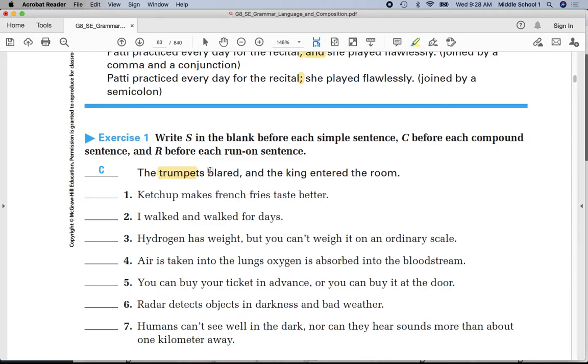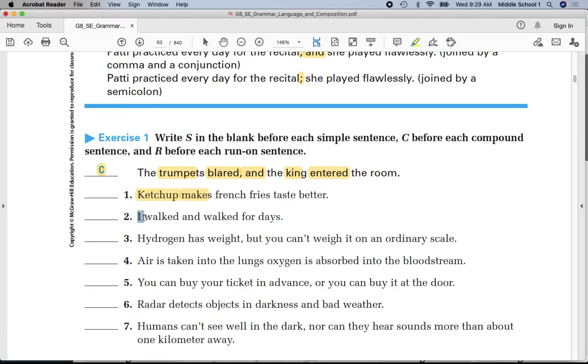Trumpets once, blared twice. Circle and, king once, entered twice. Because it has a comma and a conjunction joining two simple sentences, it's compound. Number 1, underline ketchup once. Underline makes twice. Ketchup makes French fries taste better. On the blank, put S. I'm putting S because it's a simple sentence.